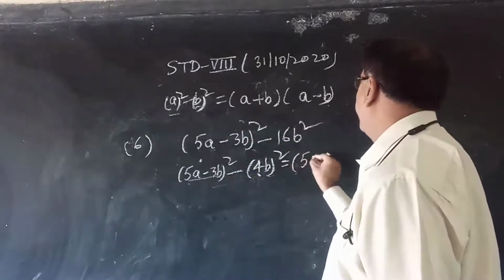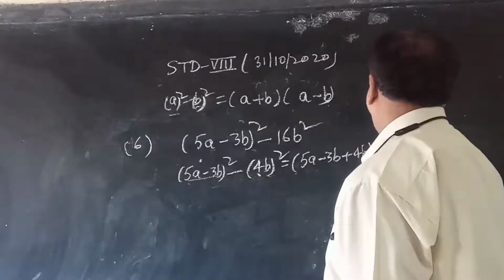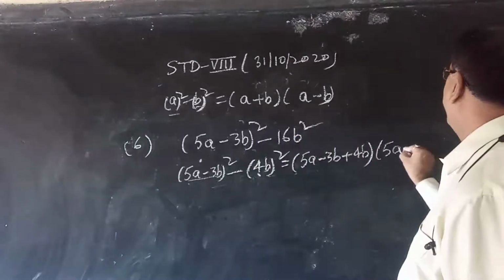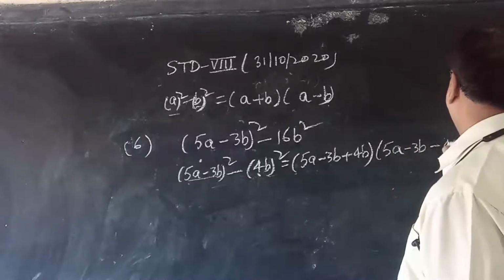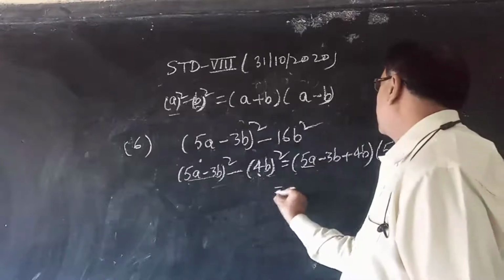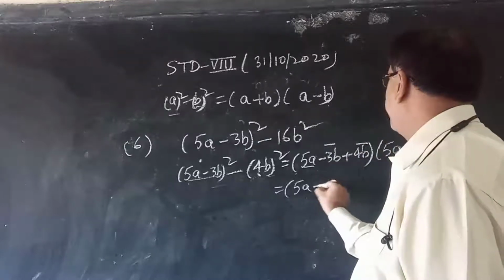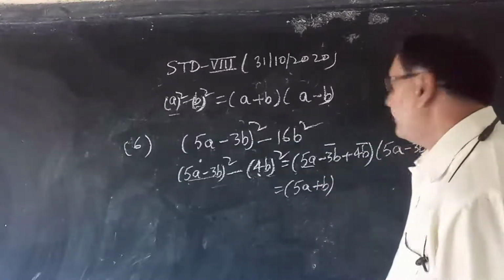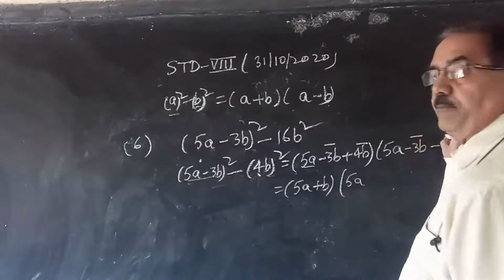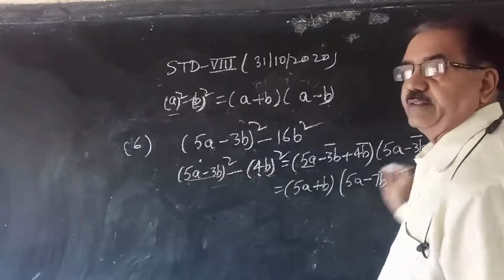That is 5a minus 3b plus 4b, and 5a minus 3b minus 4b. Right? Now operate the like terms. Here 5a minus 3b plus 4b, you have the like terms only. Here 5a, minus 3b and minus 4b become minus 7b. This is our answer.